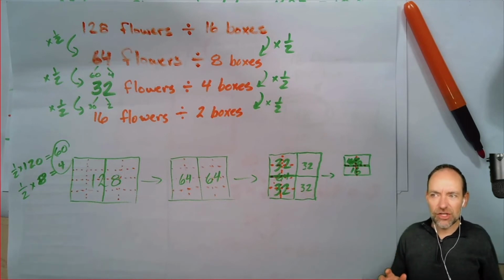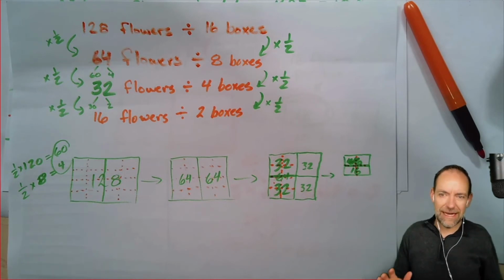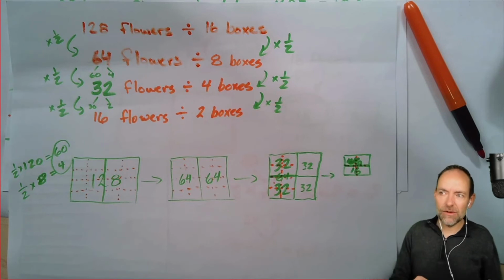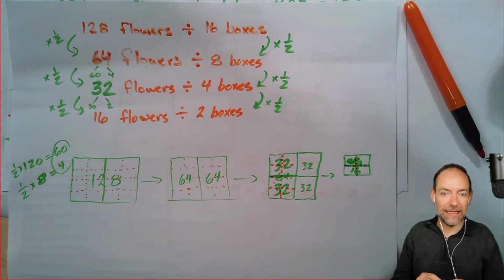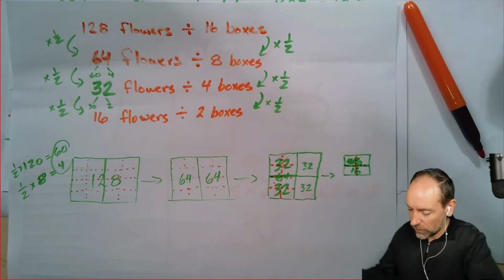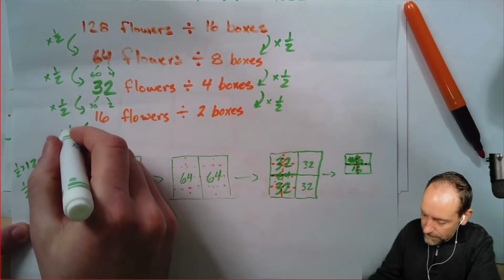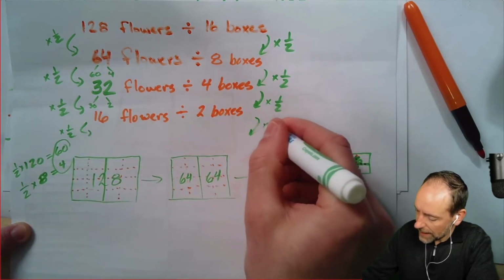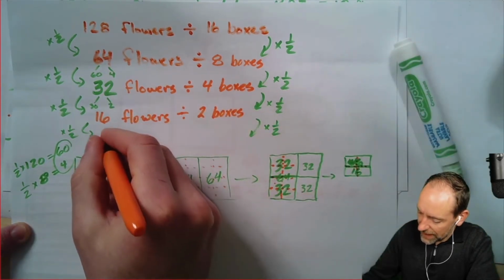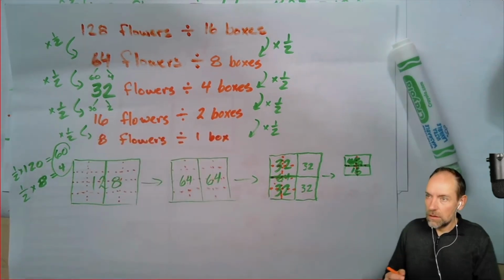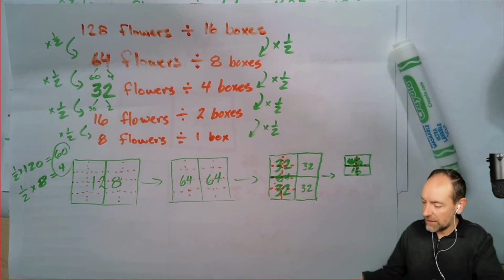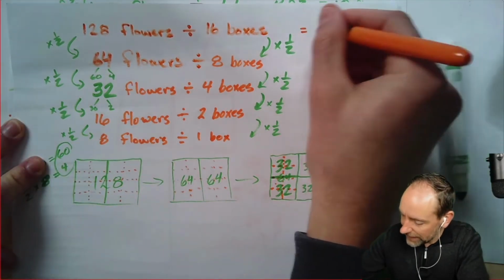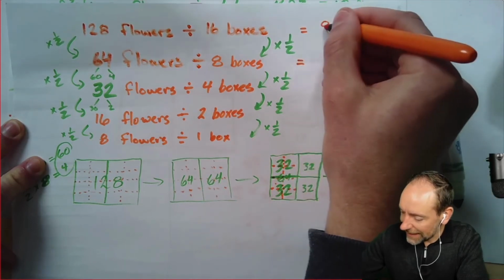If we were to, just for good measure, can anyone see how many flowers per 1 box, or how many flowers to 1 box? I see we've got some repeated hand raising going on. I love it. Miss, take us home. What do you think if we were to do it again? 8 flowers. Holy smokes, 8 flowers.